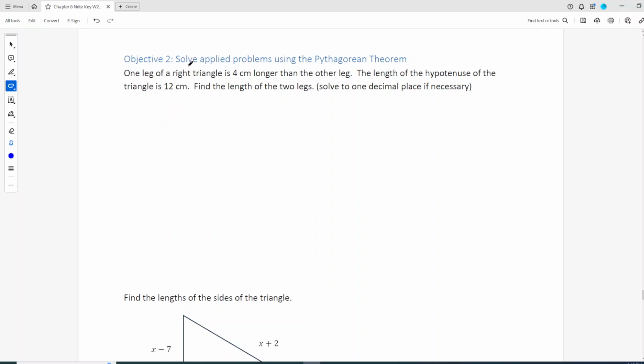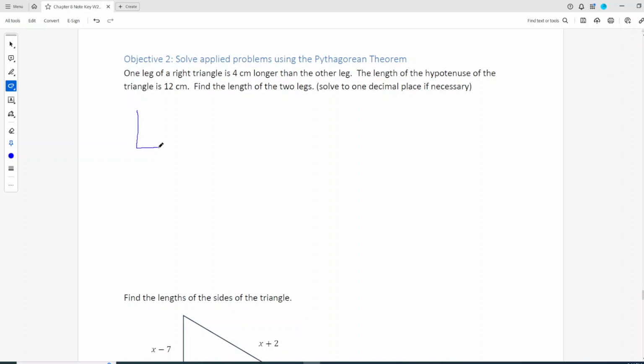The first type is going to be solving applied problems using Pythagorean theorem, and then the next video will be the next type. So in the question, you'll see something about a right triangle. So for this one, it says one leg of a right triangle is 4 centimeters longer than the other leg. The length of the hypotenuse of the triangle is 12. Find the lengths of the two legs. Solve to one decimal place if necessary.